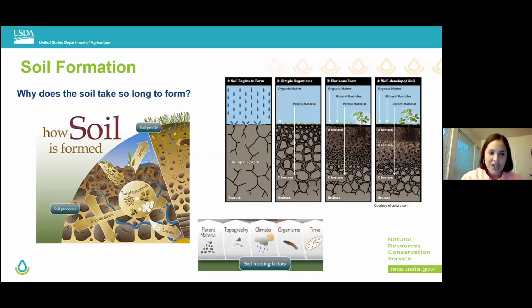So how is the soil formed? Why does the soil take so long to form? It is a very long process, and scientists say that 1 inch of soil, just 1 inch of soil, takes over 100 years to form, and I'm going to tell you why. The soil is formed by the interaction of parent material, topography, climate, and organisms through time. And it is also the result of 4 major processes that we call additions, losses, translocations, and transformations. But what are those and how do they work together to form the soil?